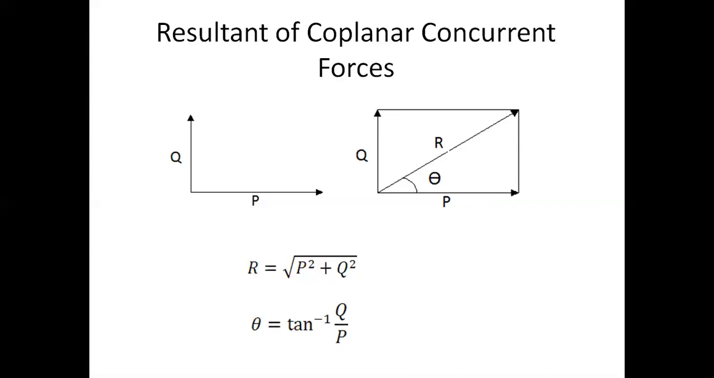Therefore, if we want to find out the resultant of coplanar concurrent forces, two forces which are perpendicular to each other, if those two forces are P and Q, the resultant force R is equal to under root P square plus Q square, and theta, the direction which it makes with the force P, equal to tan inverse Q by P.